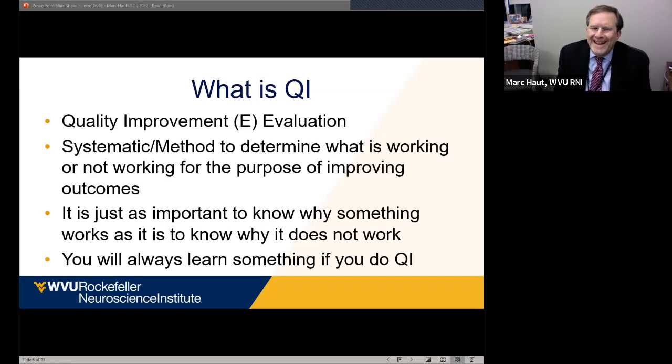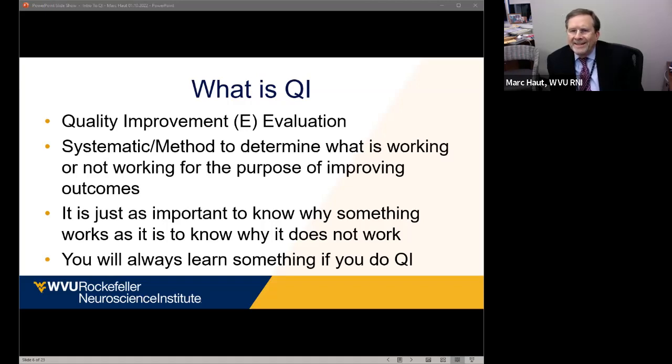Now, some people put an E at the end, QIE, which includes evaluation, because that's an important piece of doing good QI work. There has to be this evaluation component to what you're doing so that you can really know if what you're doing is improving or not. So quality improvement is trying to improve the quality of whatever the service is that you're providing. It's done in business all the time and has been applied to healthcare.